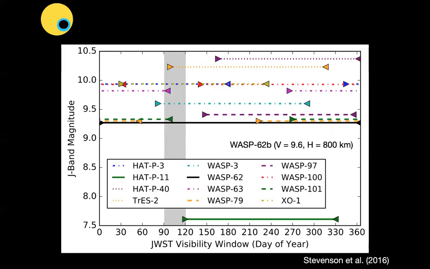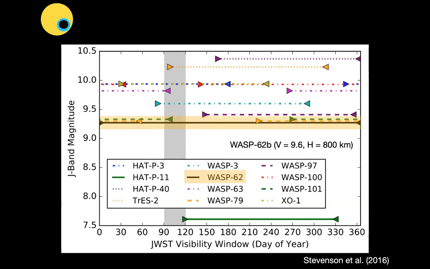Some of us here may recall that WASP-62b was selected as a potential transmission target by the JWST Early Release Science Program, contingent on the cloud-free nature of its atmosphere. This is a figure from the 2016 ERS paper led by Kevin Stevenson, showing the JWST visibility windows for a handful of bright targets. We see that WASP-62b is particularly advantageous because it lies in the JWST continuous viewing zone.